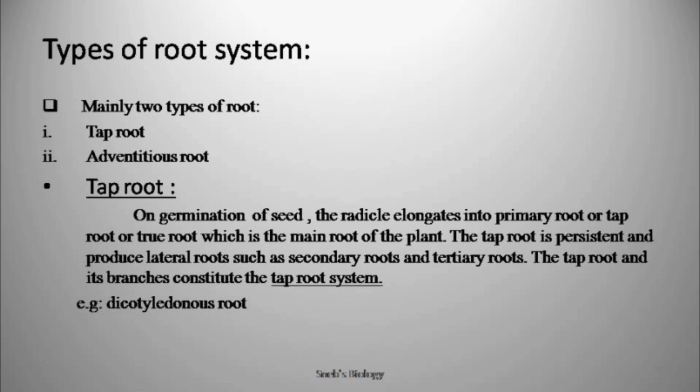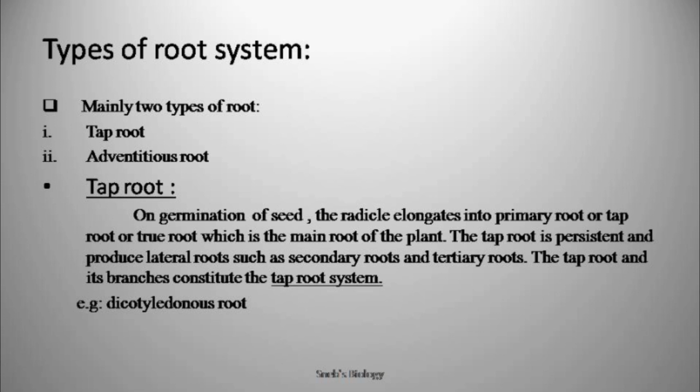Types of root system. There are mainly two types of root system present in plants, that is tap roots and adventitious roots. So we will discuss the taproot system and its modifications. So what is taproot? On germination of seed, the radicle elongates into the primary root or true root or taproot, which is the main root throughout the life of the plant and grows straight downward in the soil.